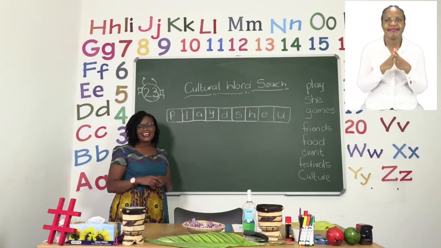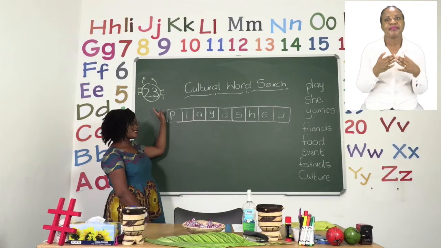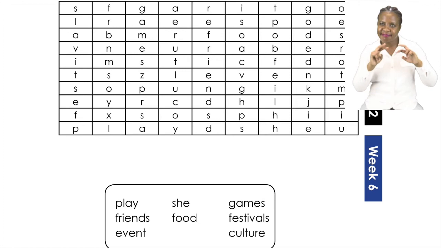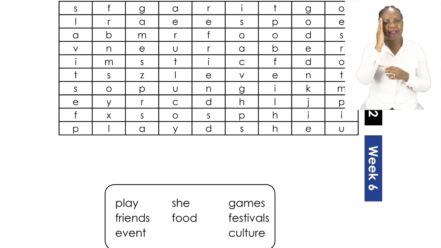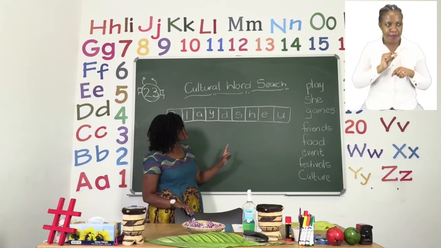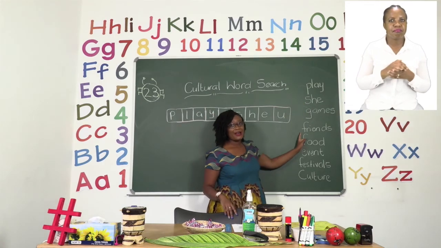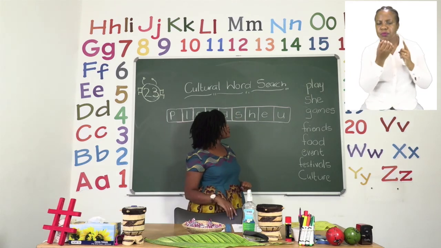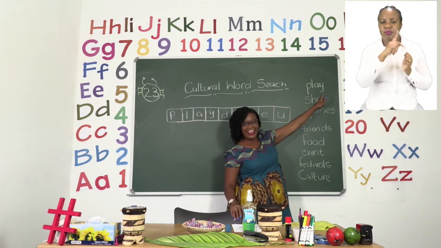For our exercise now, let us turn to page 23. On page 23, we have a cultural word search. So we are going to be looking for words. Now I know this is not anything new for us, so I'm only going to give you 2 words from the word box. Now, we are going to be looking for any of these words. But we're going to start from the top. So, the word we're looking for is play.